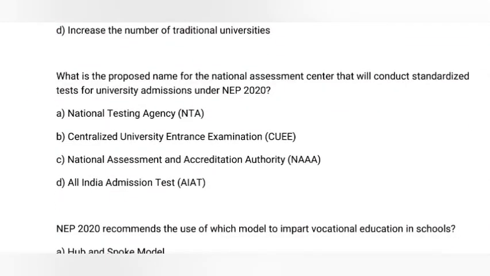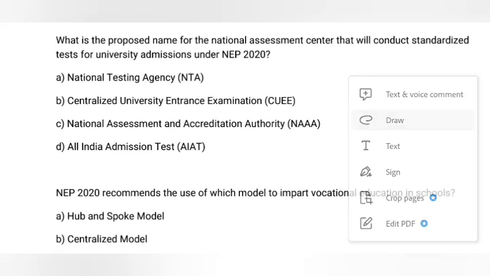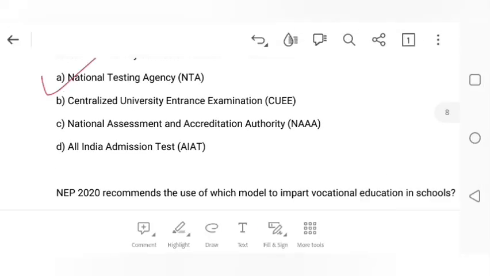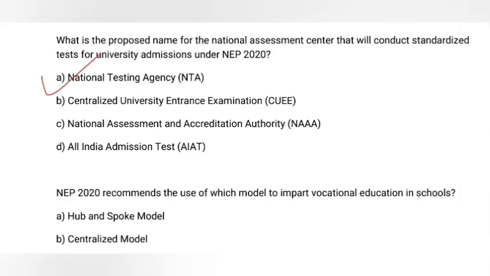Next, what is the proposed name for the National Assessment Center that will conduct standardized tests for university admissions under NEP 2020? Okay, it will be, you all know, National Testing Agency. It also conducts various examinations including NET.